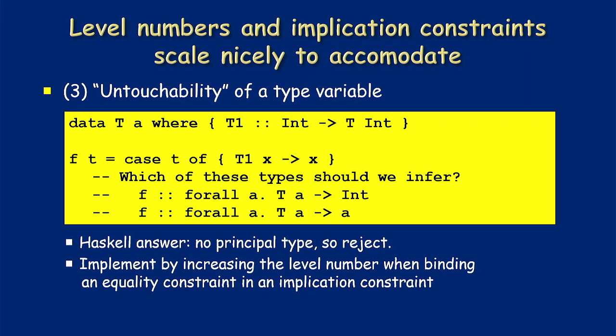So in the original paper, we talked about, oh, so for these kinds of functions, we want to reject the program on the grounds there is no principal type. But then you have to say, by what mechanism are we going to reject it? And it turns out that this whole implication constraint infrastructure gives you just enough leverage to do that nicely.